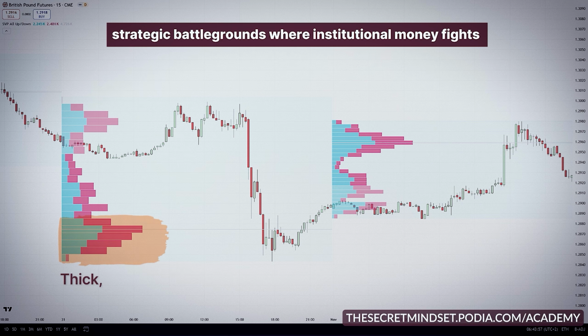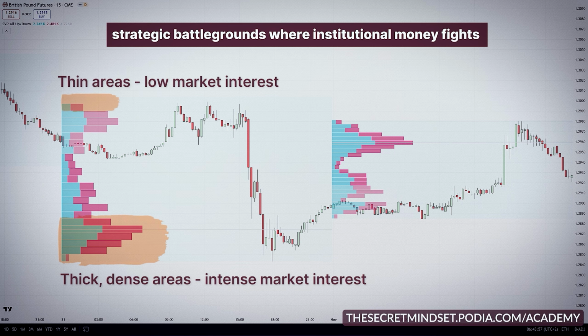Some price levels accumulate massive trading volumes. These are thick, dense areas representing intense market interest. Other zones remain thin, barely touched. These volume areas tell stories most traders miss.